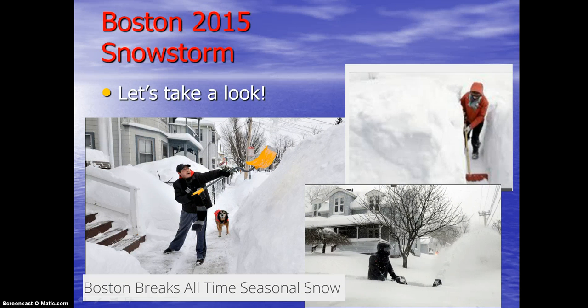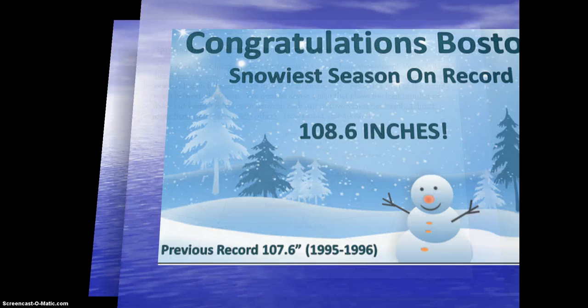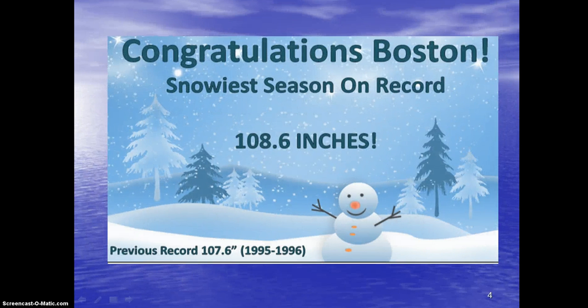This past winter, Boston had a huge snowstorm. In fact, it was a record-breaking snowstorm. Anybody have an idea how many inches? Oh, it's not in the PowerPoint. There we go. 108.6. Wow. Good luck to those of you going to the East Coast next year. Pack your boots.